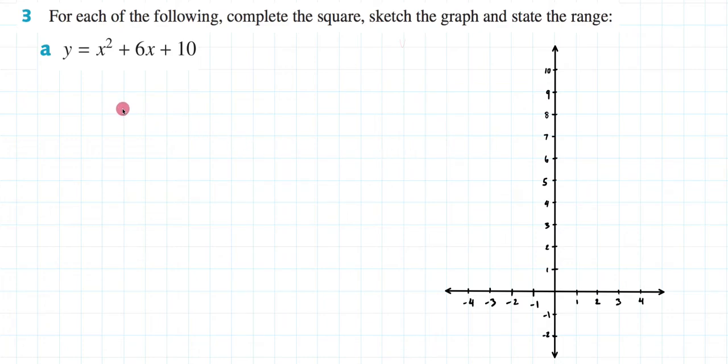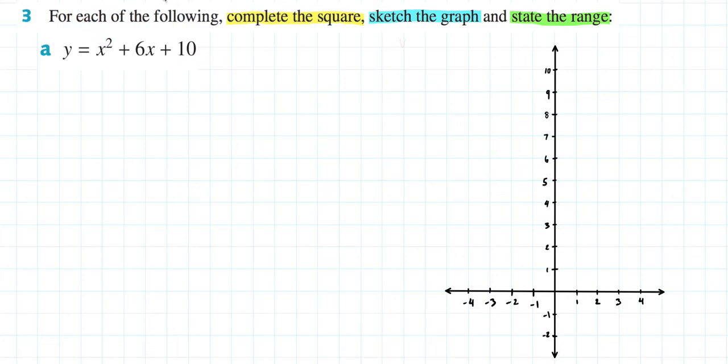Alright, so we're doing exercise 5b, and in this video we're going to be answering question 3a, which tells us, for each of the following, complete the square, sketch the graph, and state the range. So we have to do three things. And for a, we have y equals x squared plus 6x plus 10.